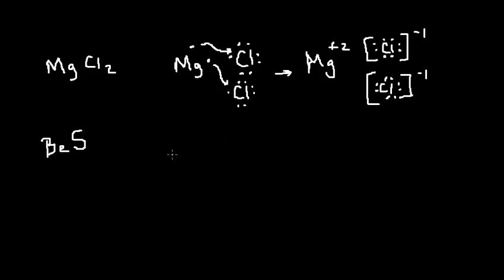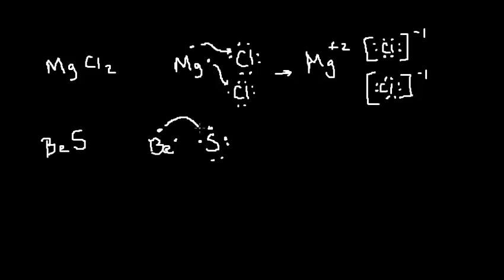Okay. If the whole process here makes tons of sense to you, you can skip to the answer for this next one, but I will also draw it out from the beginning in case you want to see that. So Be is beryllium. It's got 2 valence electrons, and sulfur has 6 valence electrons.